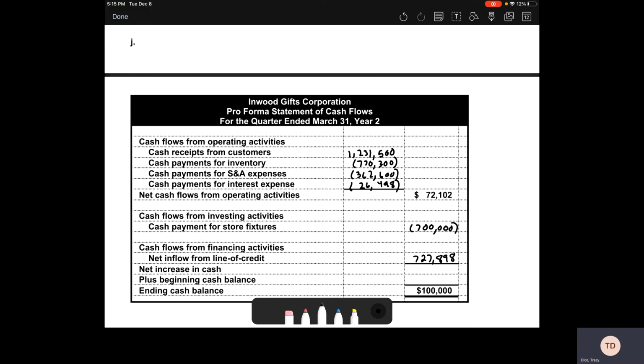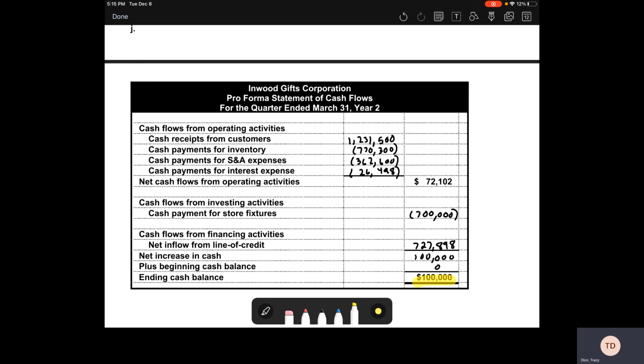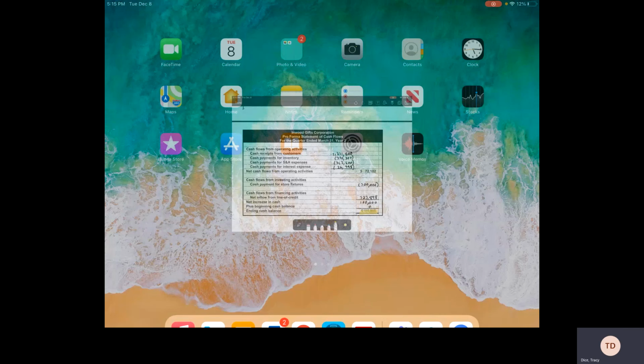All right, so now we need to add these up. So take the 72,102 minus the 700,000. And then add the 727,898. And I get an increase in cash of $100,000. Plus the beginning cash balance, which was 0, gives me a final of $100,000. And that is the last part of problem 1423.